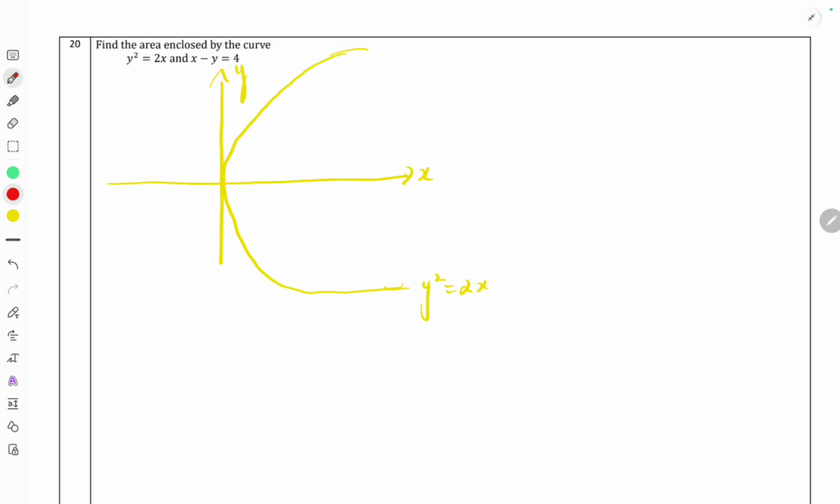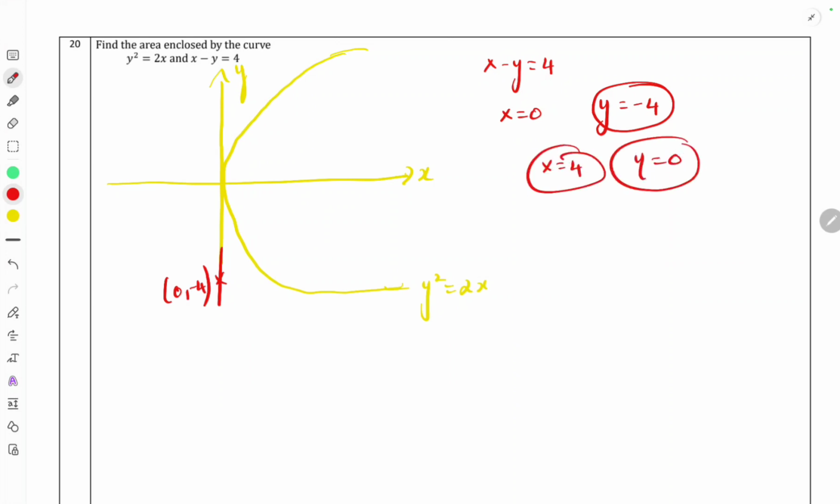So we need 2 points to draw the line. So x minus y equal to 4. So I will take x value as 0. So if I take x as 0, then y will be equal to -4. So 0 comma -4 is 1 point. And if I take y value as 0, then x will be equal to 4. So 4 comma 0. I have to just join this.